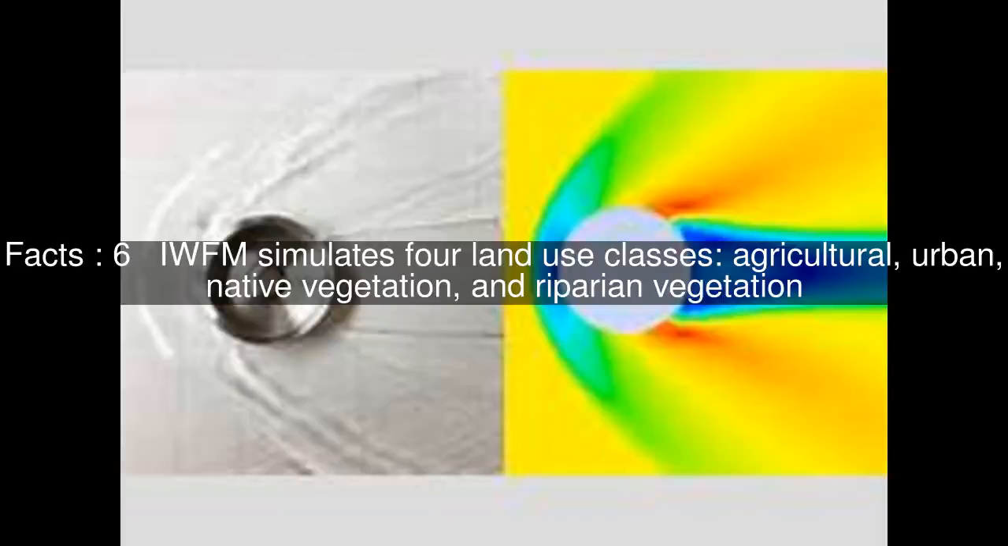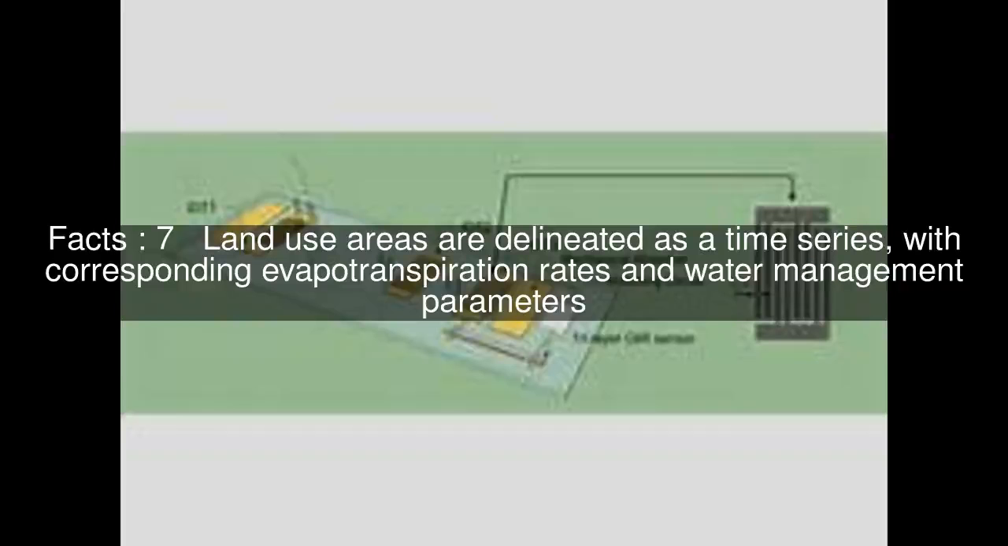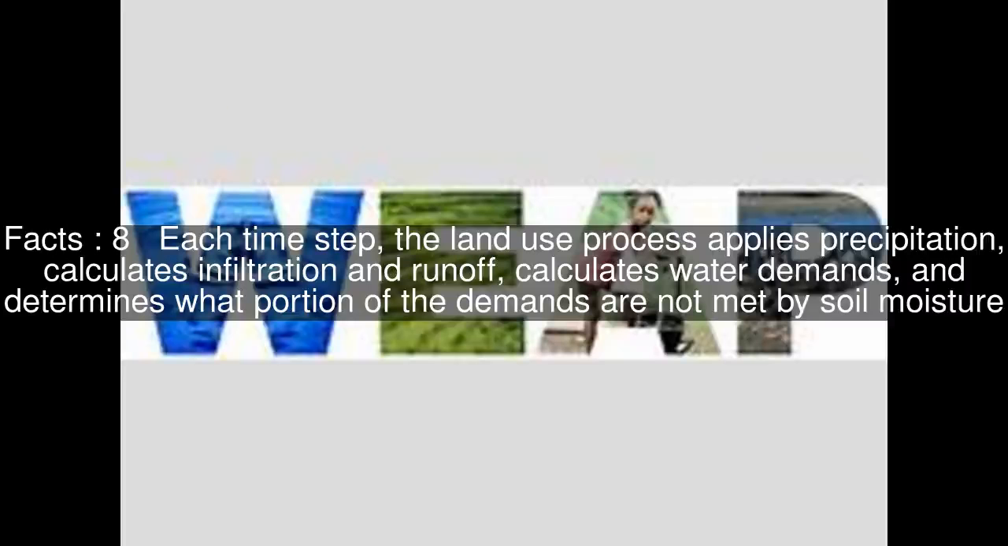IWFM simulates 4 land use classes: agricultural, urban, native vegetation, and riparian vegetation. Land use areas are delineated as a time series, with corresponding evapotranspiration rates and water management parameters. Each time step, the land use process applies precipitation, calculates infiltration and runoff, calculates water demands, and determines what portion of the demands are not met by soil moisture.